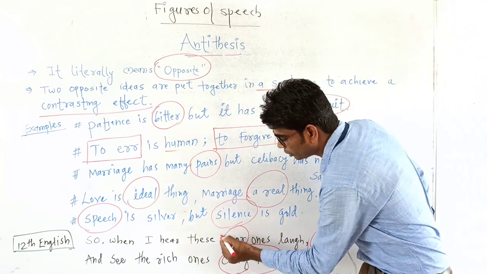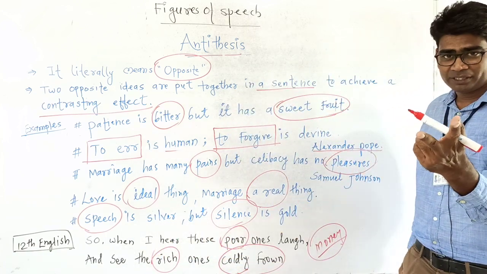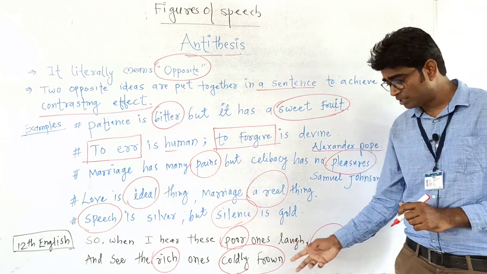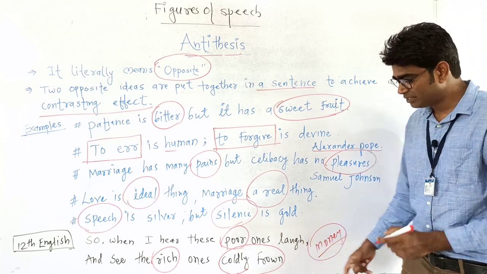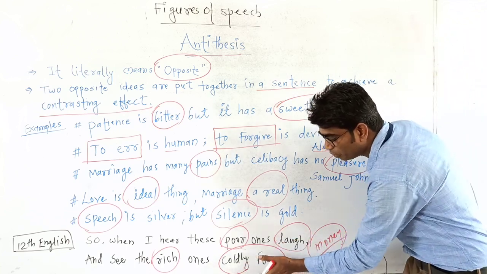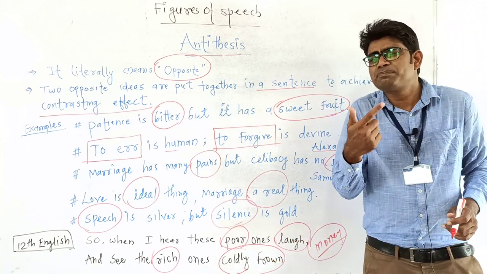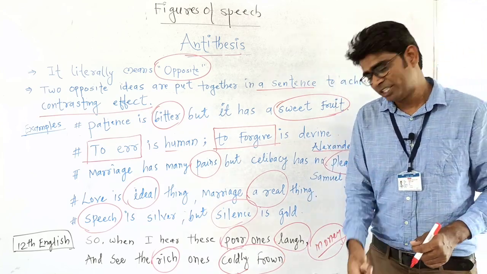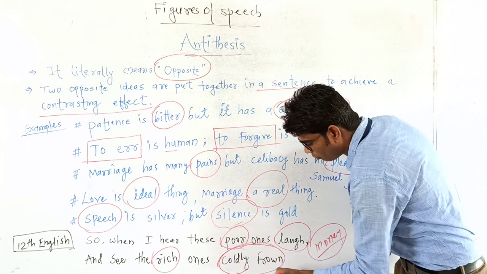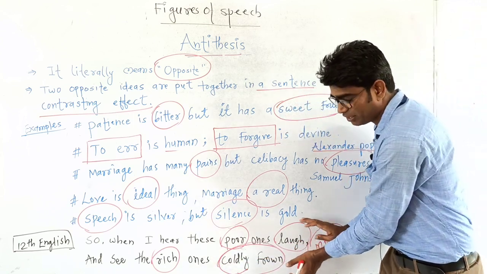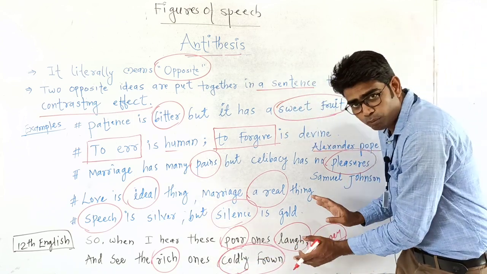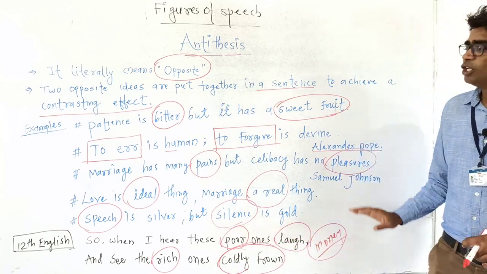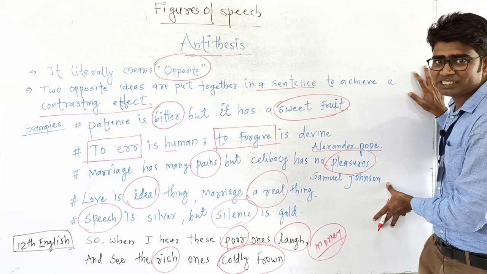Here poor and rich, two different communities, I have mentioned in a single sentence. Another example of contrasting words here is laugh and coldly frown. Laugh expresses pleasure, and frown expresses grief, annoyance. So these two words, coldly frown and laugh, we can consider two different contrast words, and both the words are put in a sentence in order to create a poetic effect. That is all. So this is a very simple topic to understand.